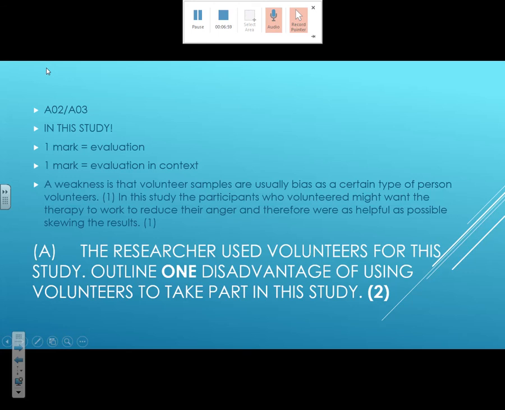So you could experience demand characteristics, good participant effect, any of those things. It doesn't matter if that's not the evaluation point you've used. You could use another one. What you must have done is evaluated it, and you must have put it into the context.